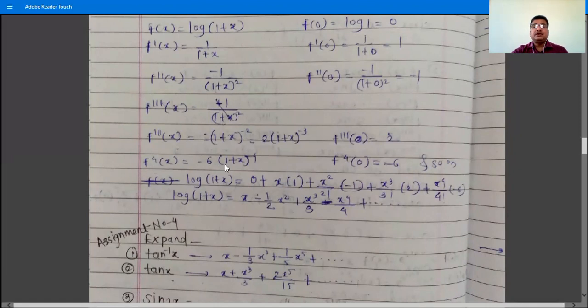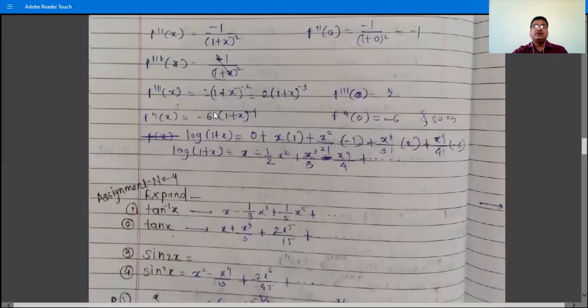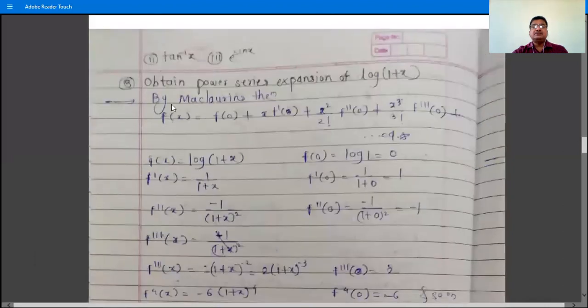Then the fourth order derivative, the derivative of this quantity, is: 2 into minus 3, that is minus 6, into (1 plus x) raised to minus 3 minus 1, that is minus 4. So the value at 0 is minus 6, and so on. You can find the fifth order derivative, sixth order, and then log(1 plus x) is obtained by substituting the values in equation star.